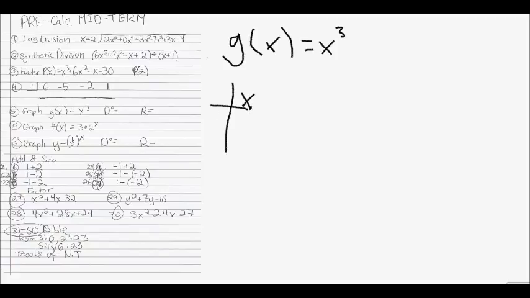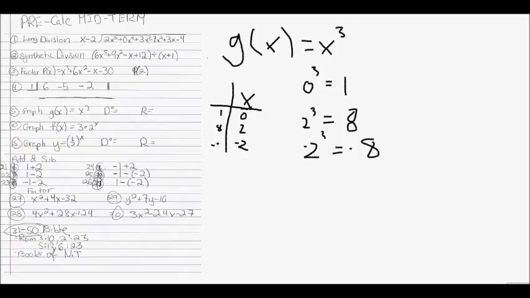So you select whatever points, and I'll just go over one. Let's select 0, 2, and negative 2. Let's start with 0. So it'll be 0 to the third power equals what? Well, 0 to the third power is 1. Then we have 2 to the third power, which is 2 times 2 is 4, 8. Right? And then negative 2 to the third power is negative 8. So we have 1, 8, and negative 8.